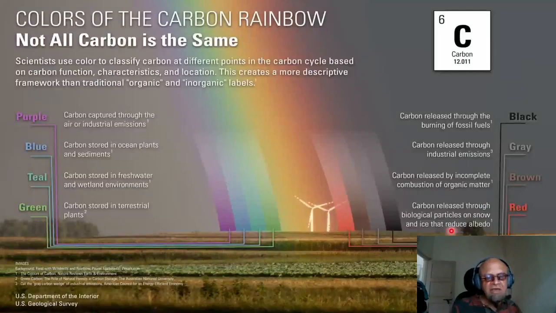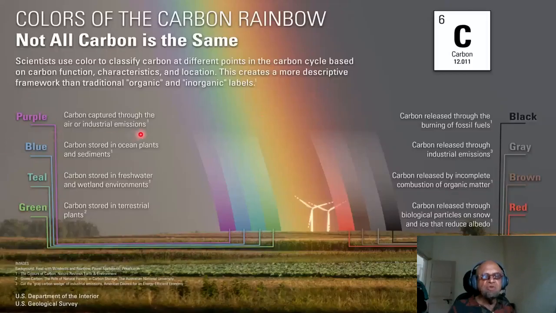So let's look at the infographic from the US Department of Interior and US Geological Survey. Colors of the carbon rainbow. Not all carbon is the same. Scientists use color to classify carbon at different points in the carbon cycle based on carbon function, characteristics, and location. This creates a more descriptive framework than traditional organic and inorganic carbon labels. So here is C6 carbon with a mass number of 12.011.